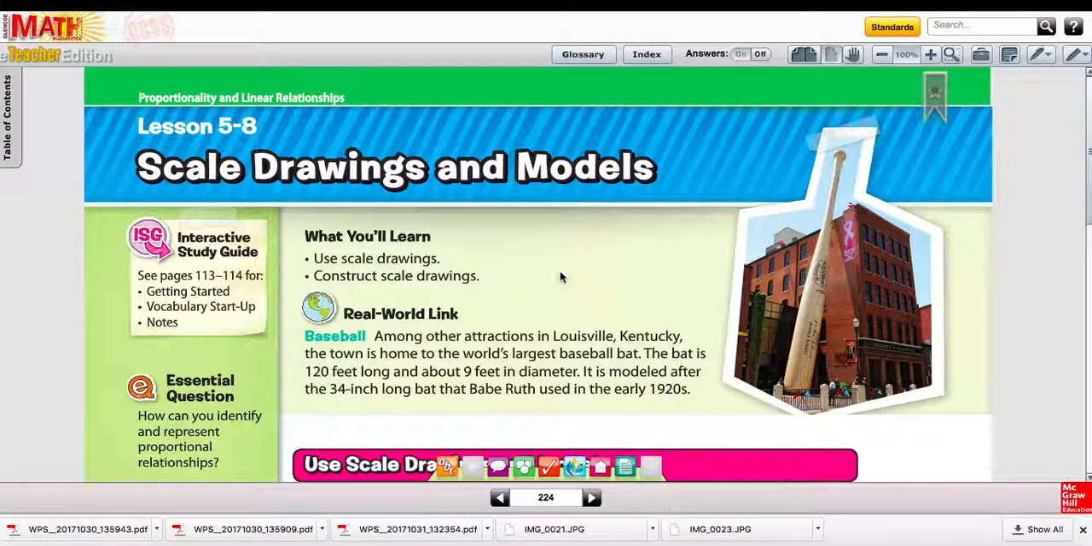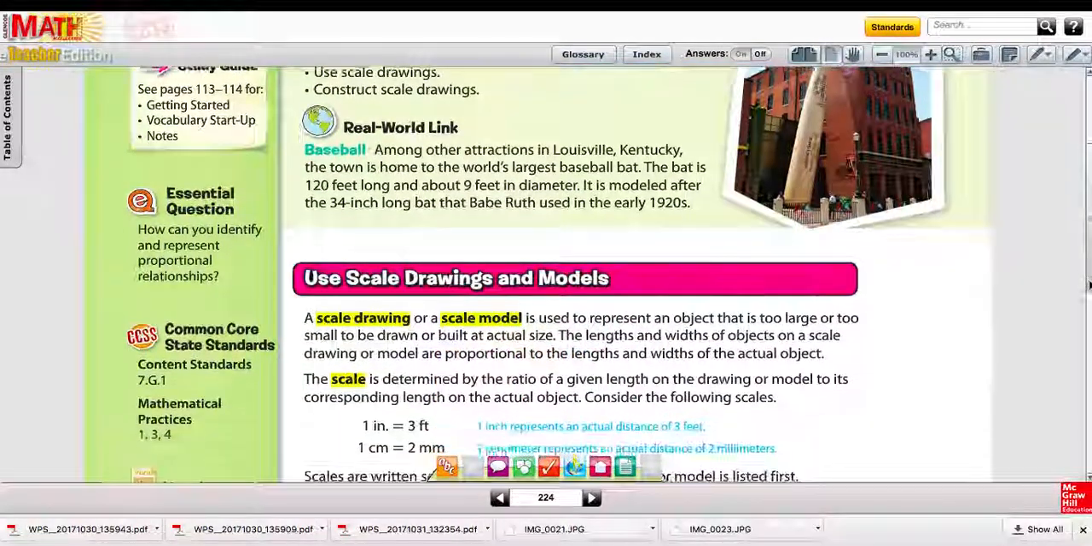In Lesson 5.8, you will be learning about scale drawings and models. You'll be able to use scale drawings and also construct scale drawings. Remember, the essential question for Chapter 5 is, how can you identify and represent proportional relationships? We will be using proportions to do our scale drawings and models.